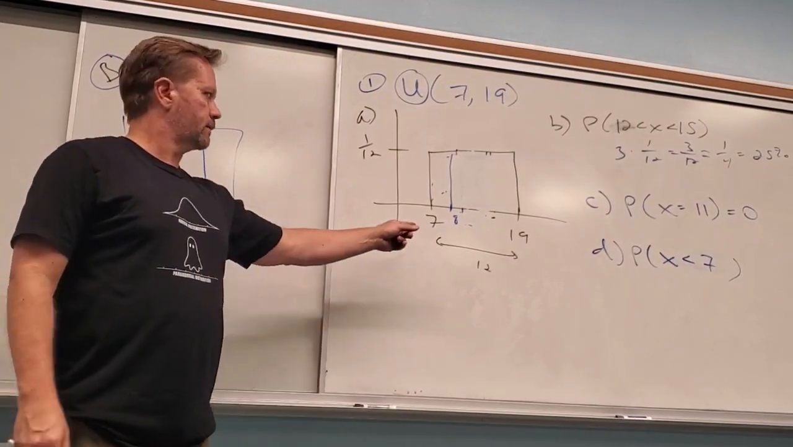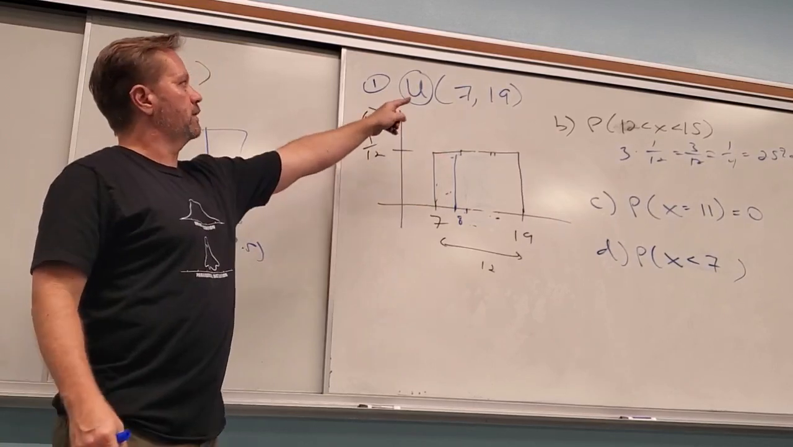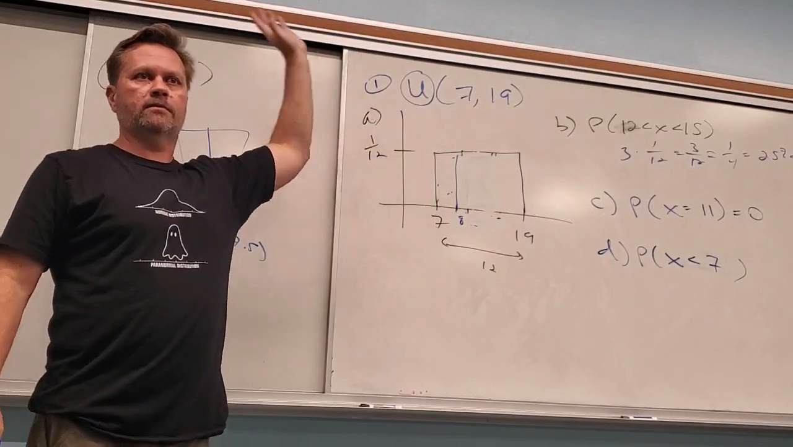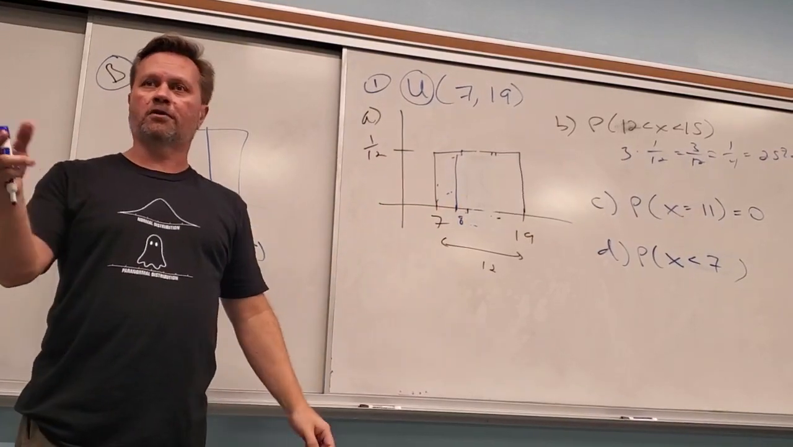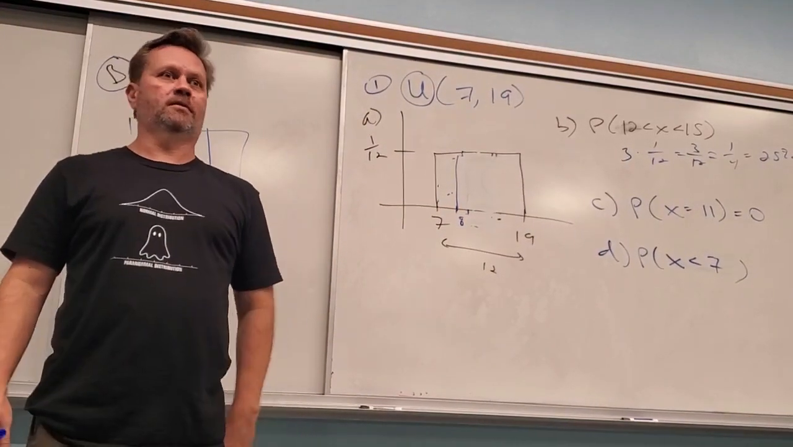Zero. Why? Because that's out of the range of what could happen. What's the only stuff that could happen in this problem that they gave you? 7 to 19. So what's the probability of something below 7? It's sort of like me saying, roll a die. What's the probability I get less than 1?